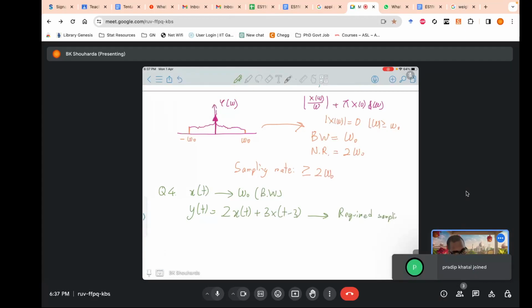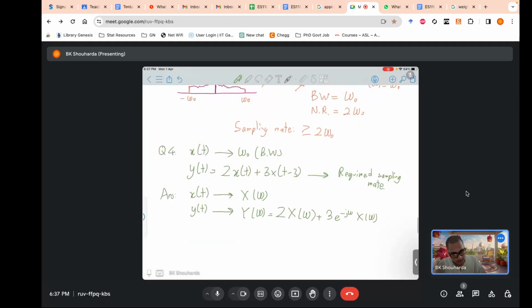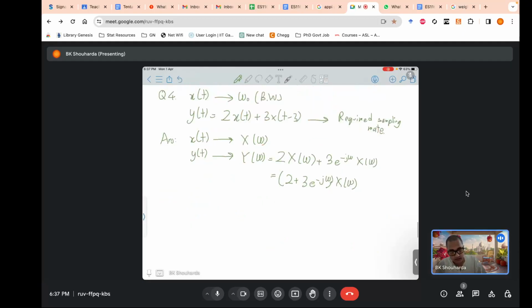Now the thing is that it's the same pattern as the previous one. So x of t has a transform X of omega, so y of t has the transform Y of omega equals 2 X of omega plus 3 e to the power minus j omega X of omega. So that is 2 plus 3 e to the power minus j omega, times X of omega. How will this look?